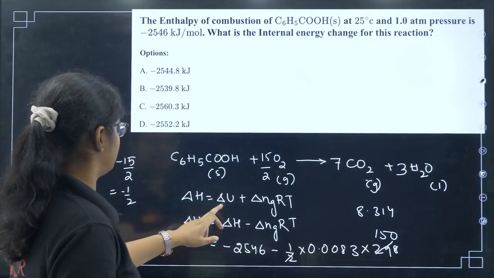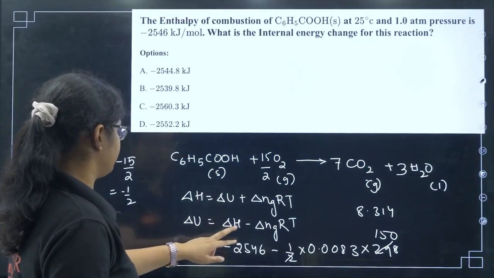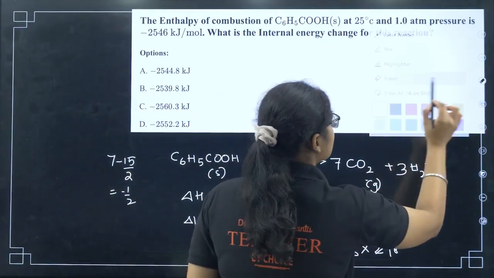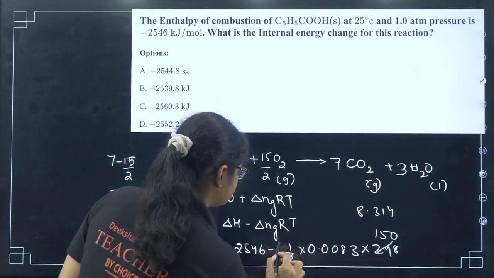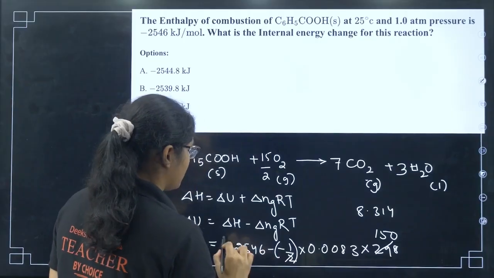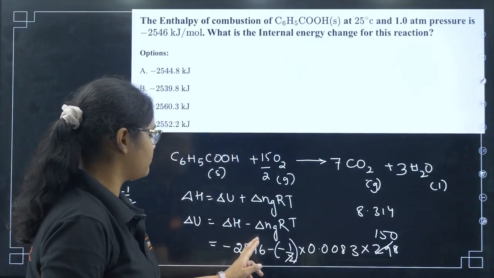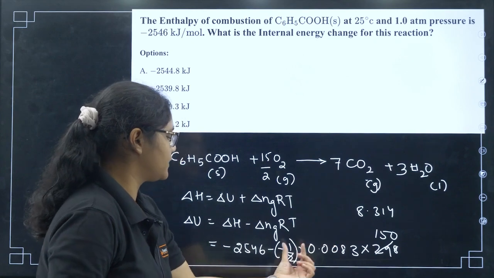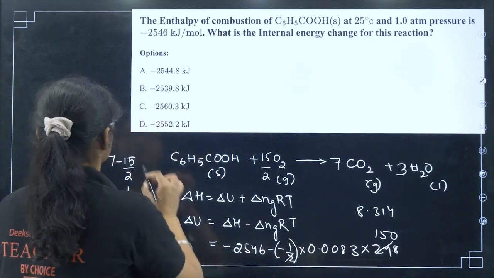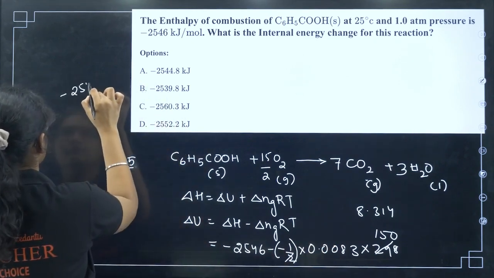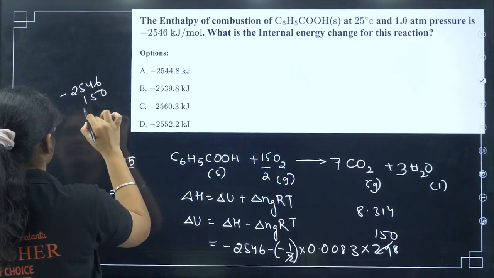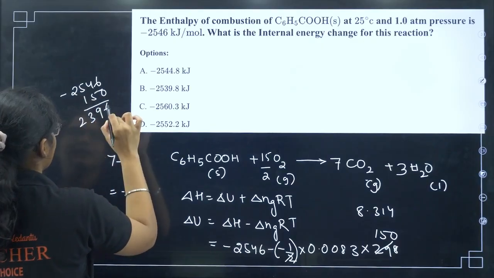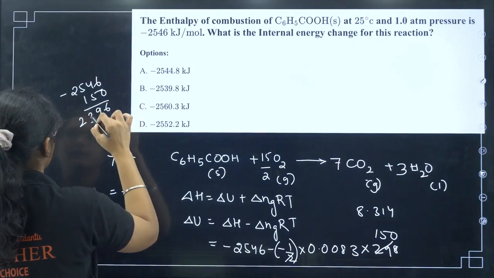Just a minute, what is the internal energy? Delta H, here I made a small mistake, it will be plus. Here I have minus and this is also minus 1 by 2, so I get a plus value. So minus 2546 plus 150, I will get 2396.